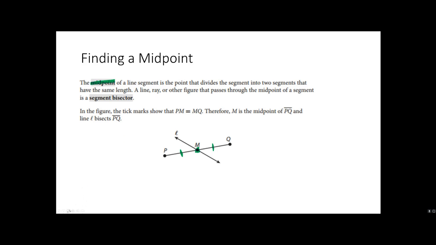Now a segment bisector in our industry refers to this line cutting across right through the middle of our line segment. That is what we call a segment bisector. Bi means 2. It's because this segment is being cut in half. It's being cut in 2 by a bisector. Okay? All right.